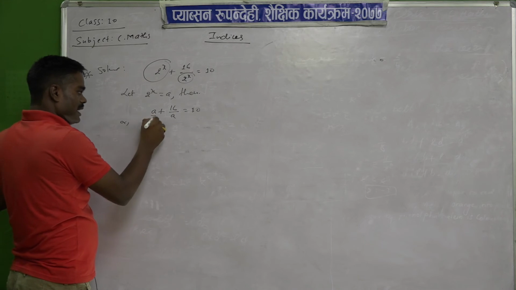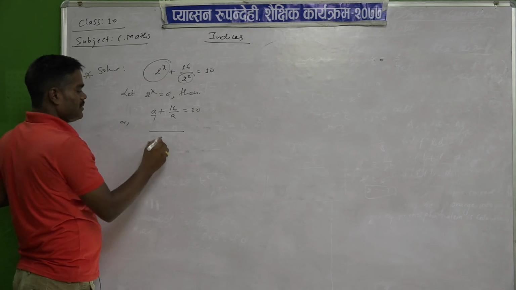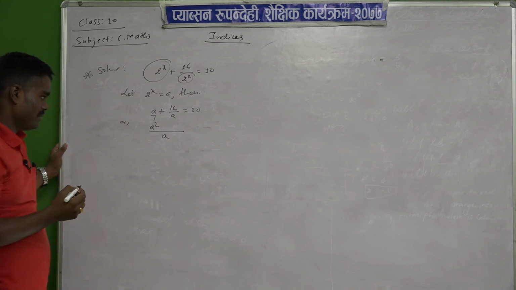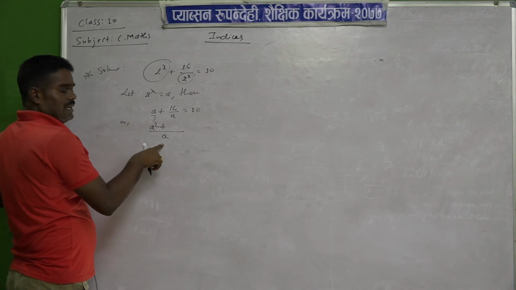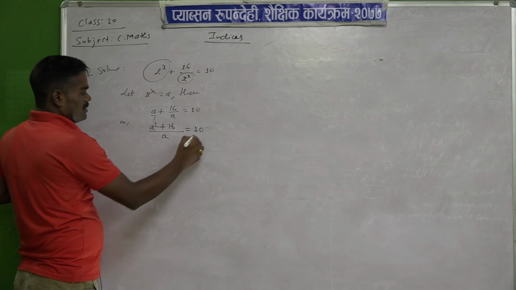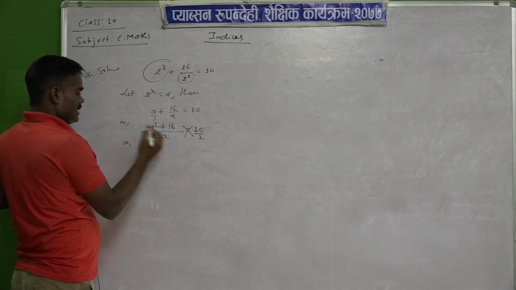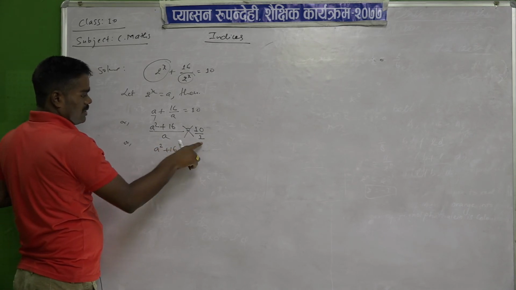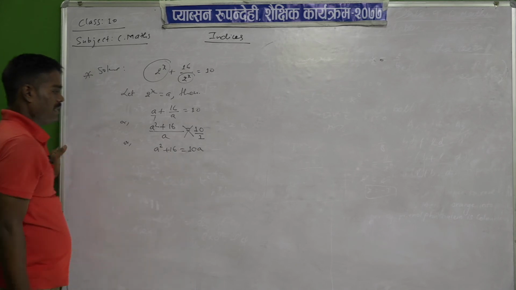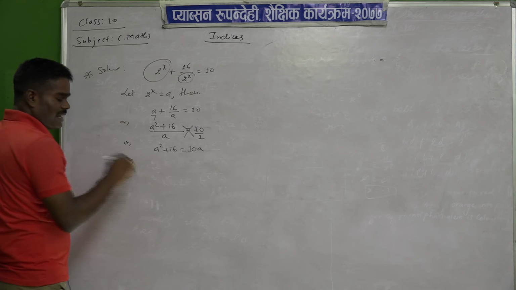Then they are in fraction form, here the denominator is 1 and here it is a. So the LCM of 1 and a is a. So a into a means a square, plus a divided by a means 1, 16 into 1 means 16, equal to 10 over 1. So now cross multiply. So a square plus 16 multiplied by 1, a into 10 means 10a. And then after we have to find the value of a.